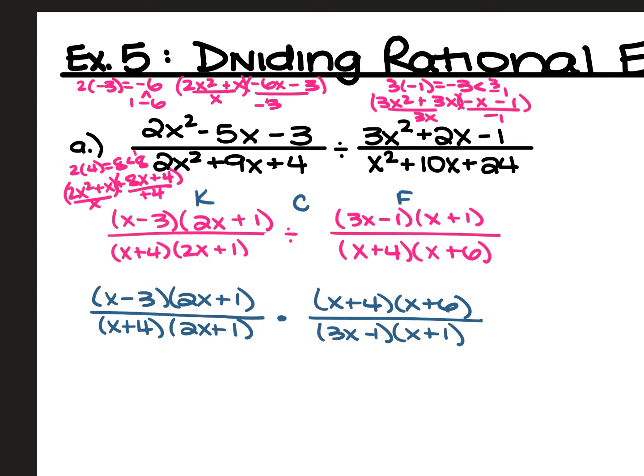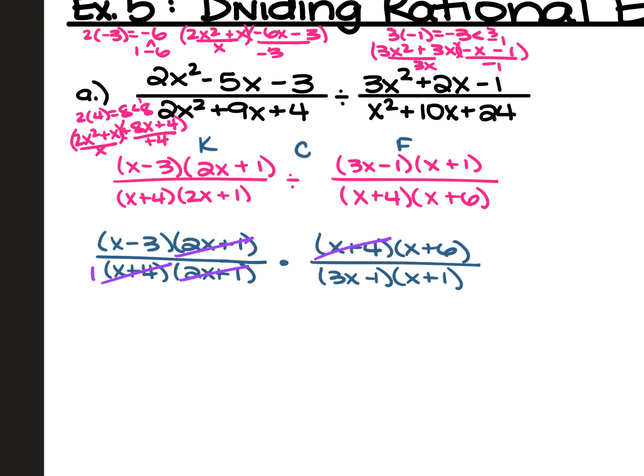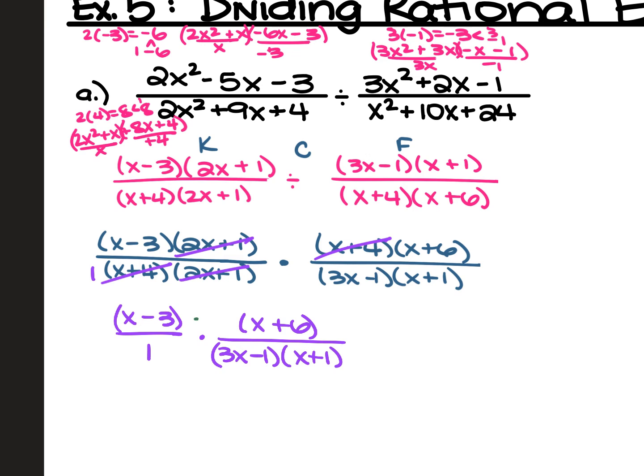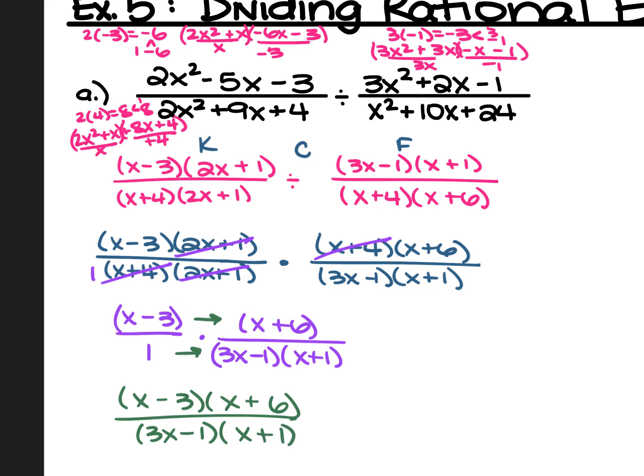From here, simplify. Within the first fraction, you have a 2x plus 1 on the top and the bottom of that fraction. Then you have an x plus 4 on the bottom of the first fraction and the top of the second fraction, so those simplify as well. This is going to leave you with x minus 3 over 1 times x plus 6 over 3x minus 1 times x plus 1. You cannot simplify this any further, so multiply straight across to give yourself x minus 3 times x plus 6 over 3x minus 1 times x plus 1.